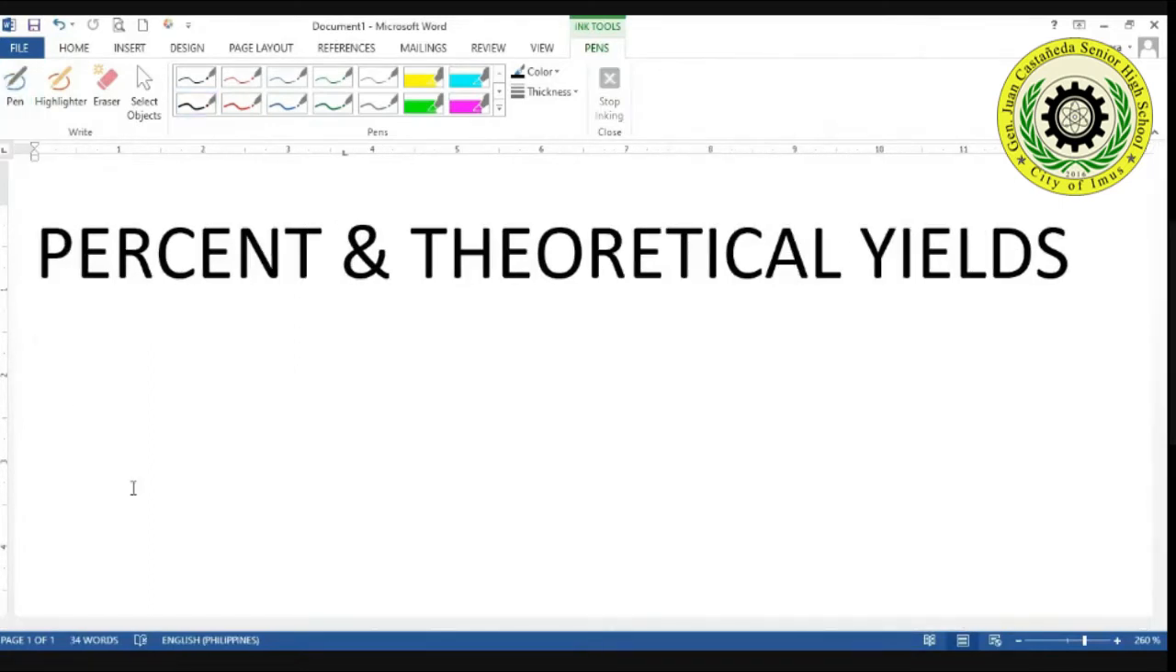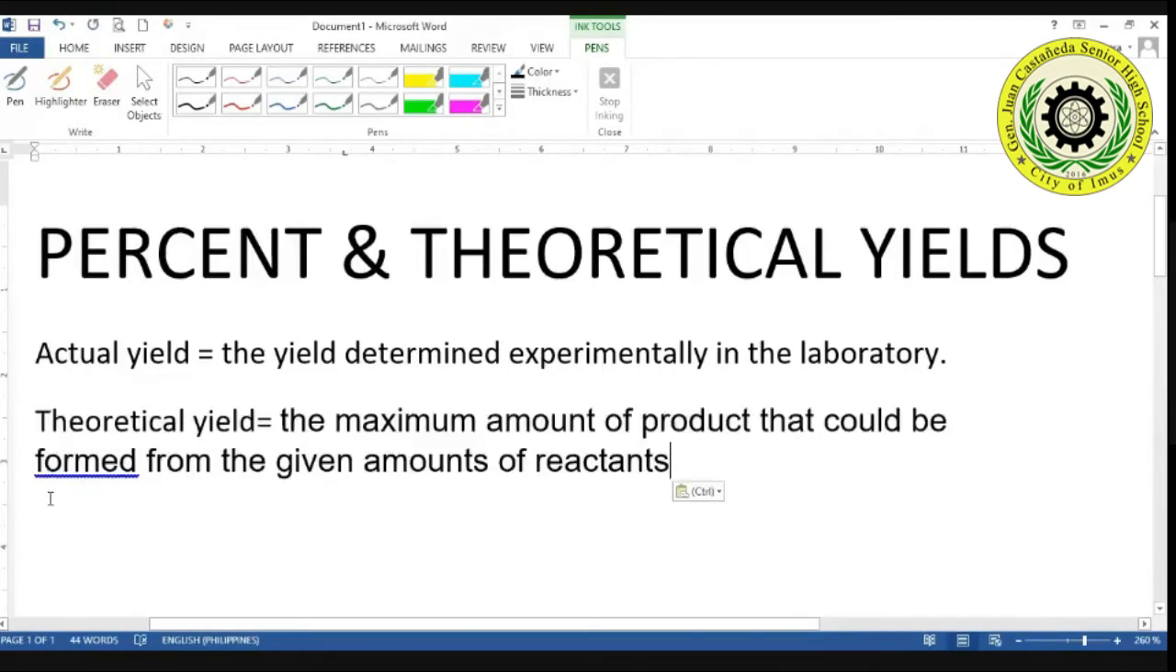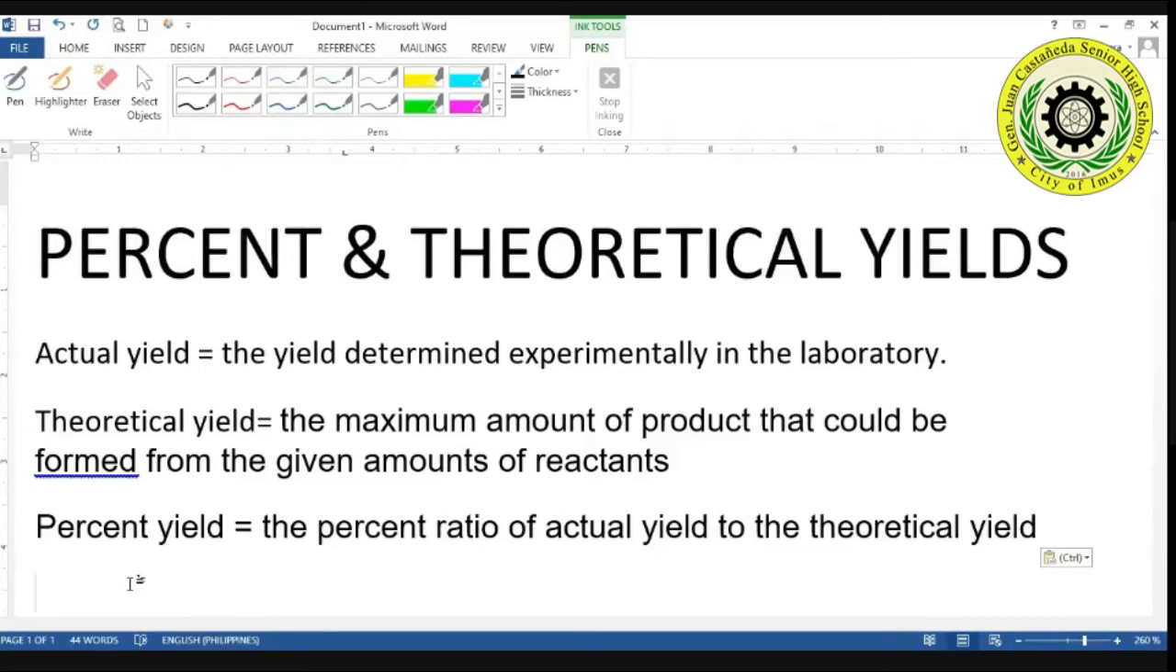So let us define some important terms associated with percent and theoretical yields. One, yung tinatawag po natin actual yield. When we say actual yield, this is the yield determined experimentally in the laboratory. The next one is what we call theoretical yield. This is the maximum amount of product that could be formed from the given amount of the reactant. The third one is the percent yield. So this is the percent ratio of actual yield to the theoretical yield.